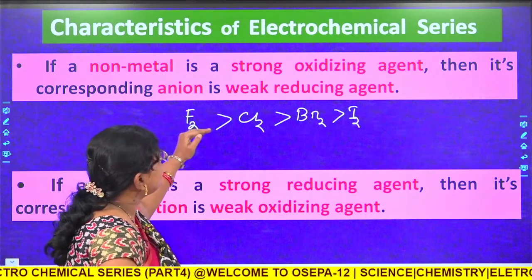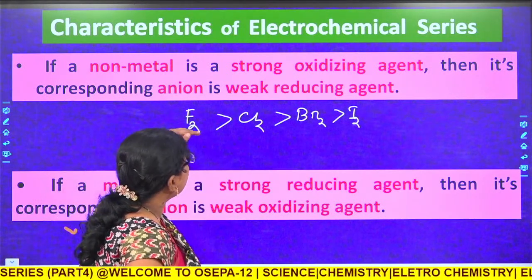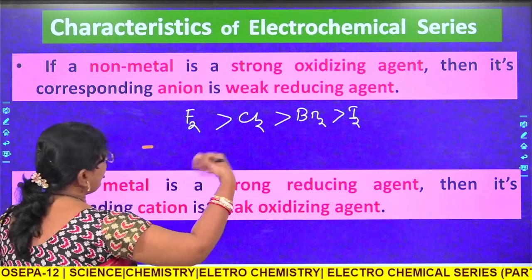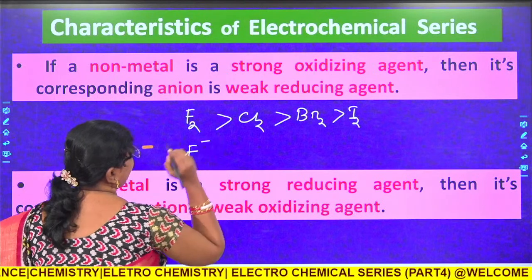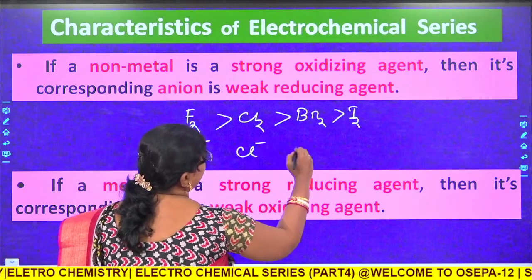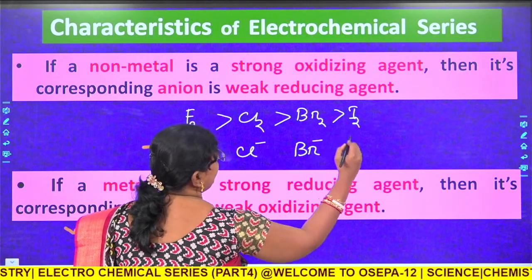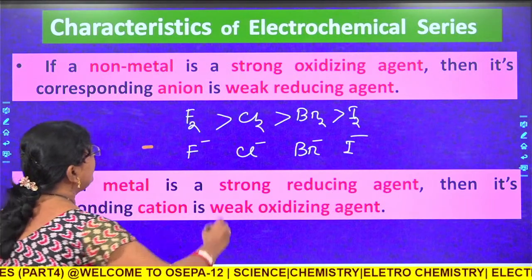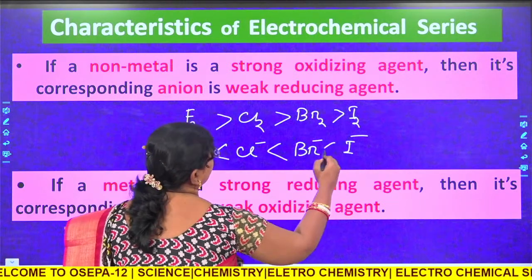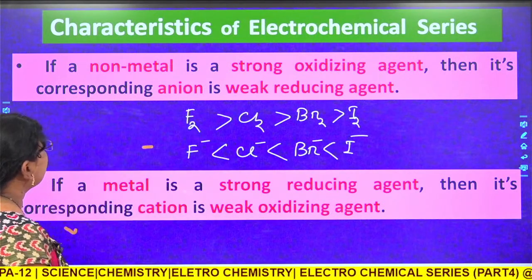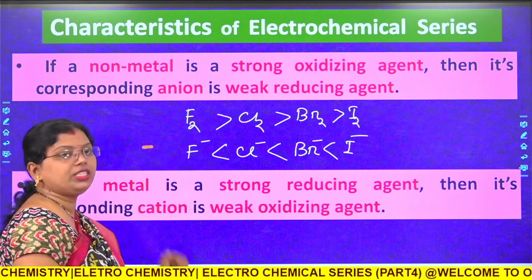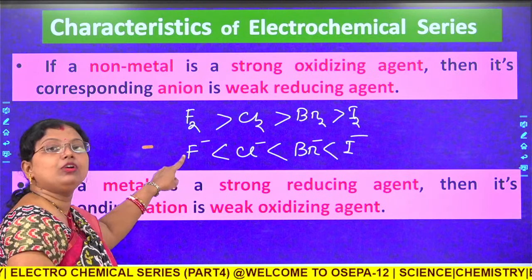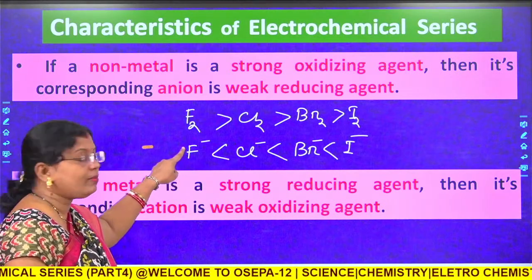So, if we arrange the non-metals in the decreasing order of their oxidizing power, then their corresponding ions F minus, Cl minus, Br minus, I minus follow the reverse order. Then its corresponding anion is a weak reducing agent. This is the strong oxidizing agent, this is the weak reducing agent. Now you understood this point.